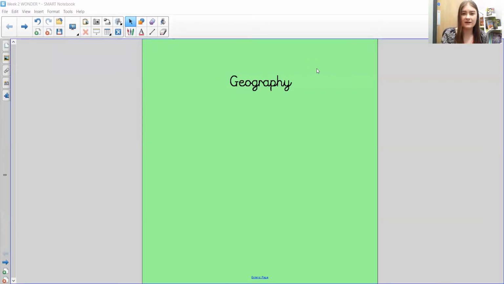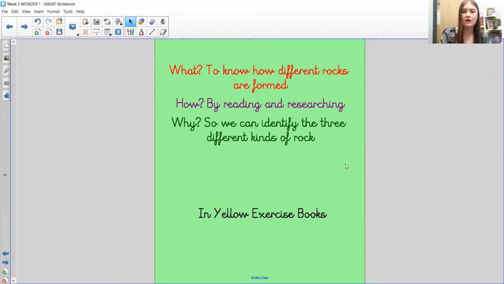Okay then guys, so in geography today we want to know how different rocks are formed by reading and researching so that we can identify the 3 different kinds of rock. So we're looking at 3 in particular and I have a little task for you to do at the end.